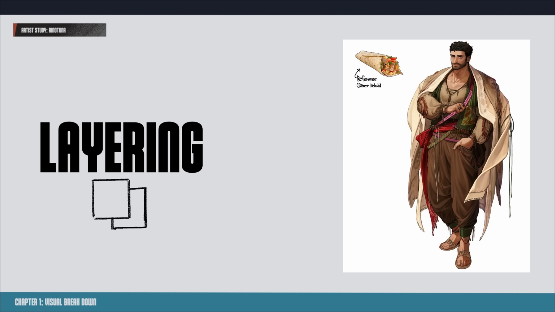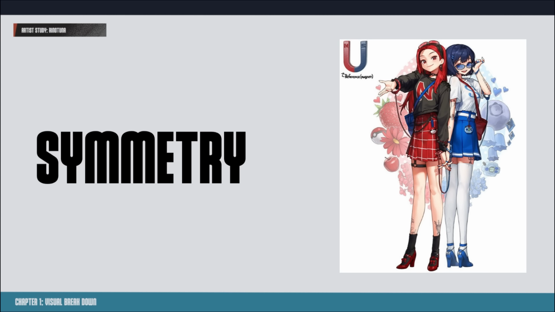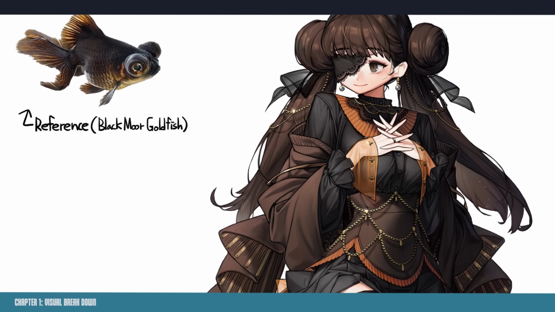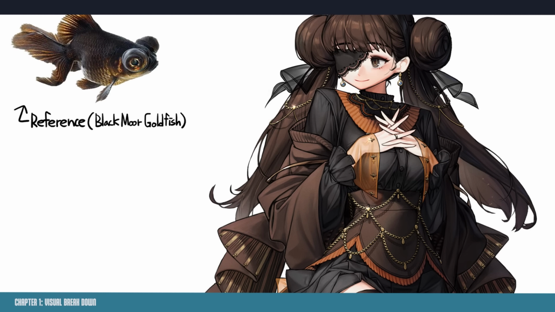Other aspects that are worth mentioning are layering, like in this one, where because the reference is a multi-layered food, the character is also wearing many layers of clothing. And symmetry or asymmetry, which is best seen in this design. Let's combine all of these together and take a look at this example of the black moor goldfish.